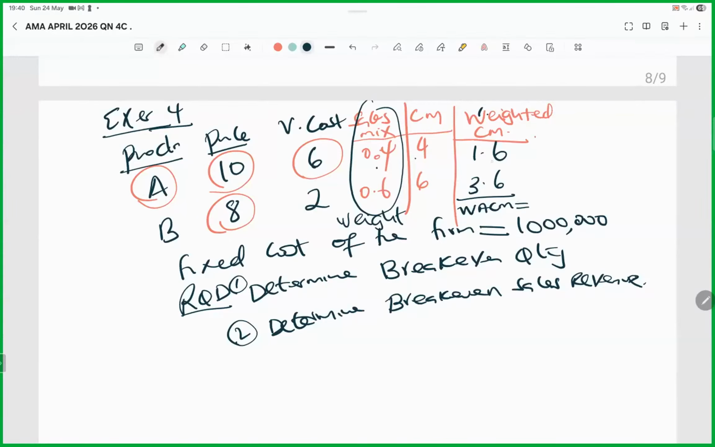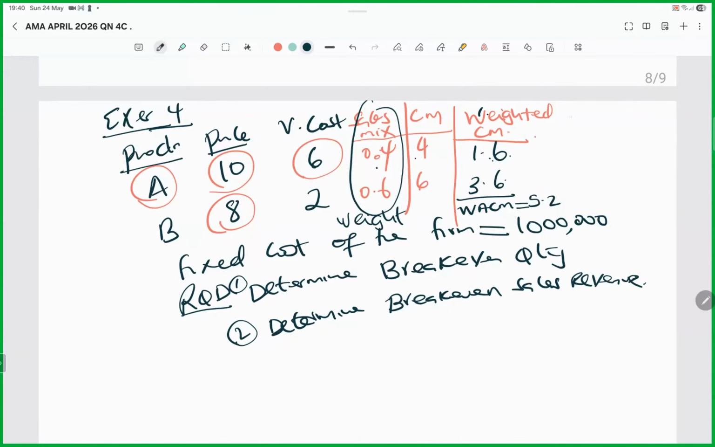So WACM, you take this plus this, which will give me what figure? I'll tell you what WACM stands for. So 1.6 plus 3.6. What am I able to get here? Most of them are telling me 5.2.